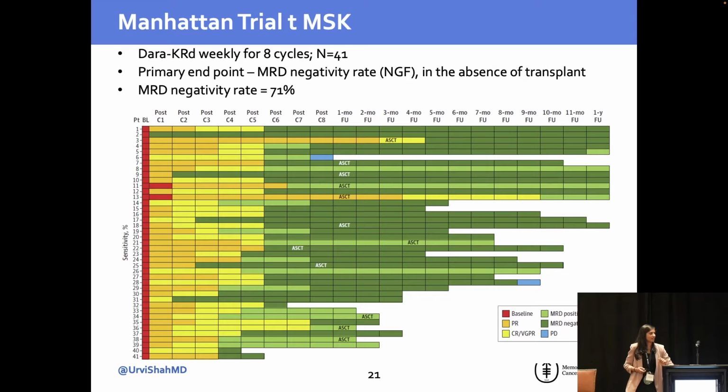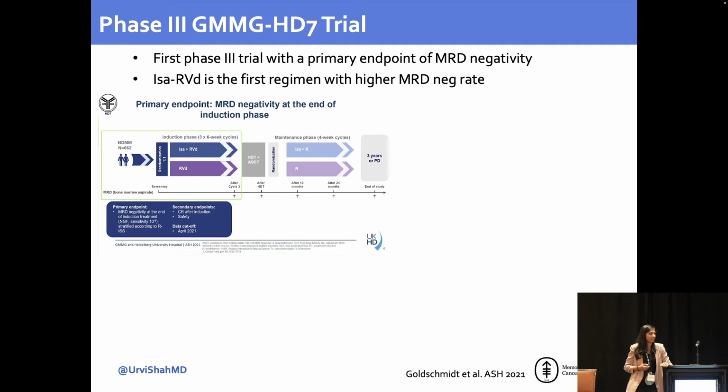So I wanted to talk about the Manhattan trial. This trial was DARA-KRD for 8 cycles, 41 patients, and the primary endpoint was MRD negativity by next-gen flow in the absence of transplant. So these patients only got 8 cycles of DARA, carfilzomib, Rev, Dex. And this is an example of looking at MRD negativity in the newly diagnosed setting, which had an MRD negativity rate of 71%.